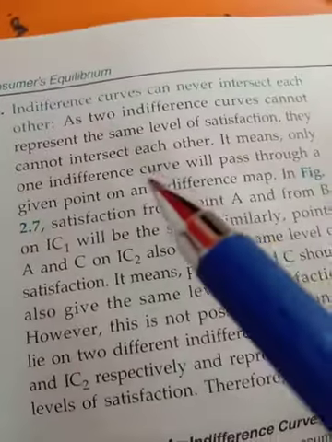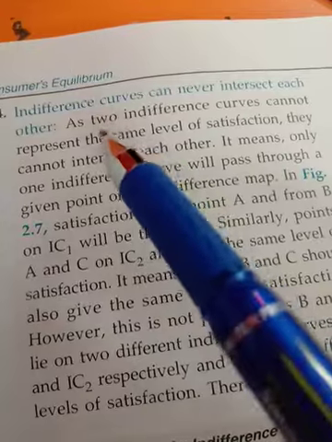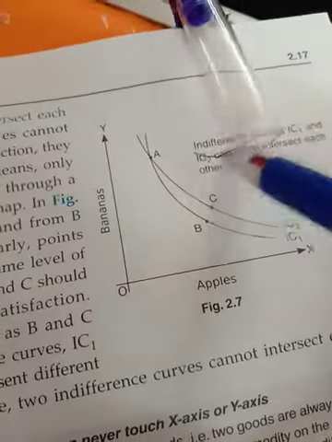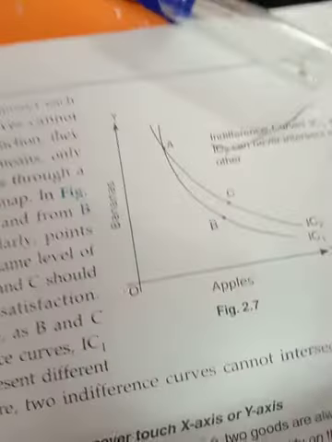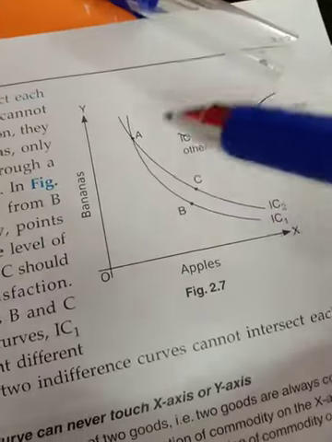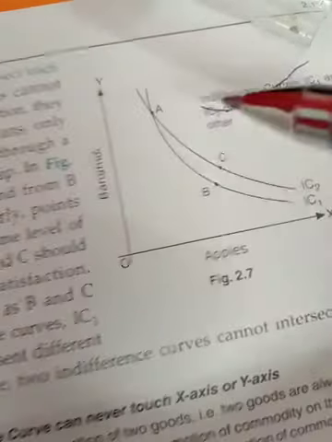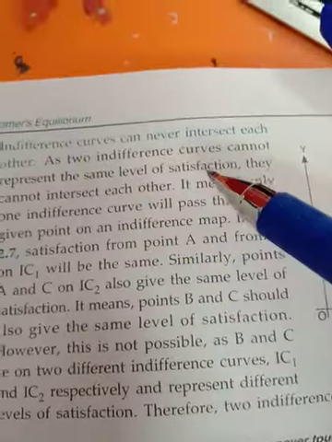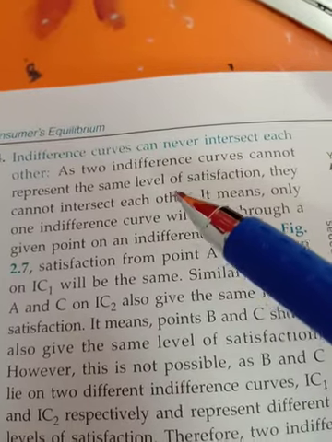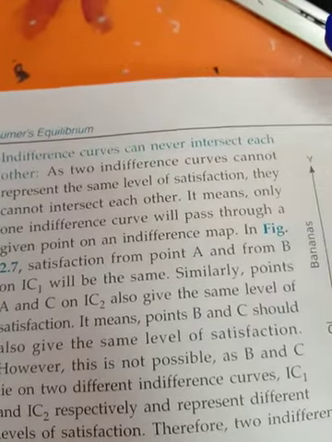Now this is the fourth property of indifference curves, which shows that indifference curves never intersect each other. Here you are seeing that indifference curves are intersecting each other. This cannot happen in the case of indifference curves. This is the wrong diagram, made only to prove something. Two indifference curves never intersect each other because two indifference curves cannot show the same level of satisfaction.